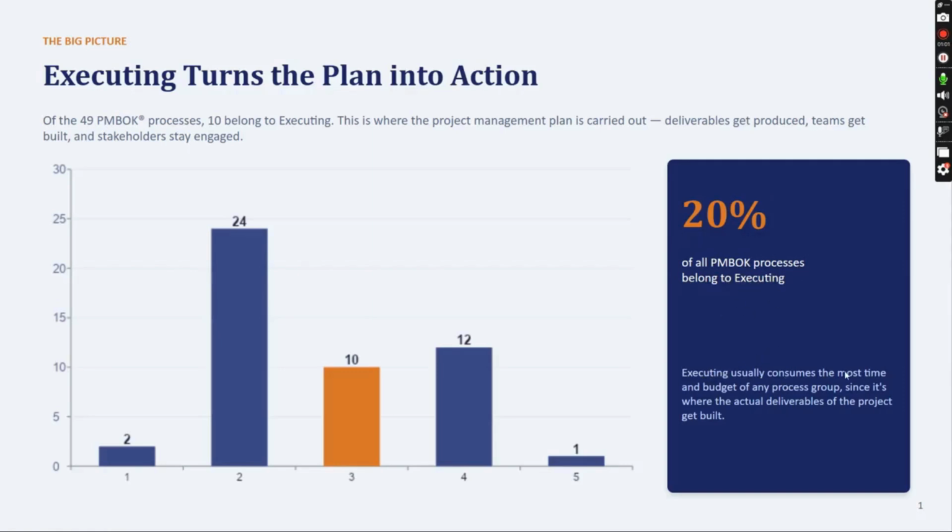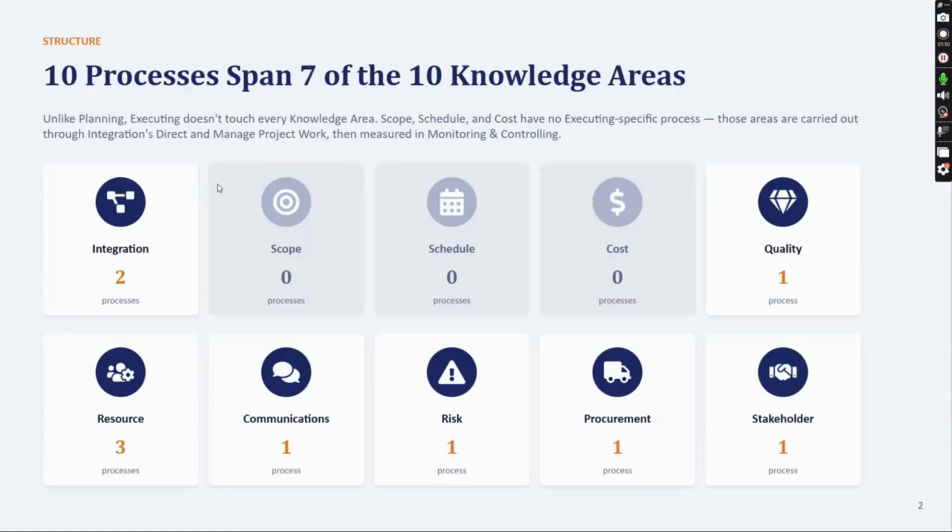Executing usually consumes the most time and budget of any process group since it is where the actual deliverables of a project get built. When we are in the planning phase, later it comes under executing where the actual plan comes into a process. So, there is no scope, schedule, or cost here, since we saw those in the previous video. Here come quality, resources, communication, risk, procurement, and stakeholder.